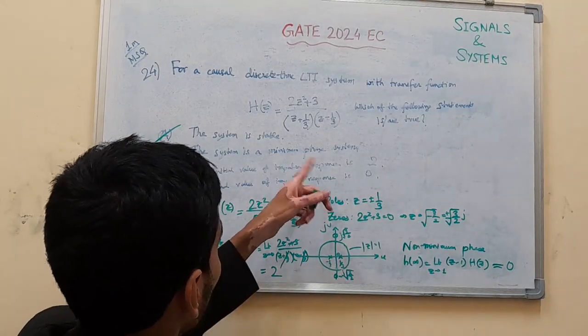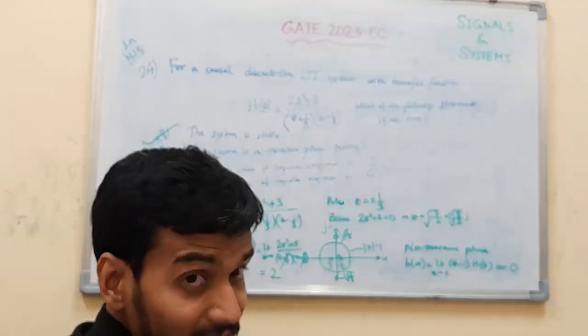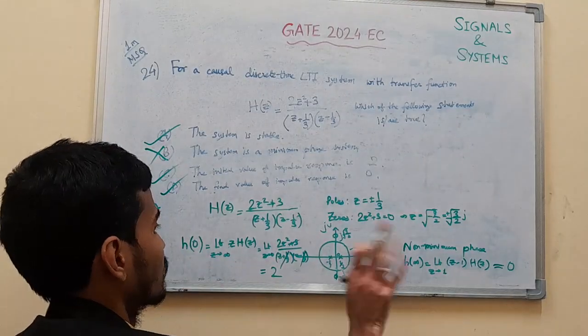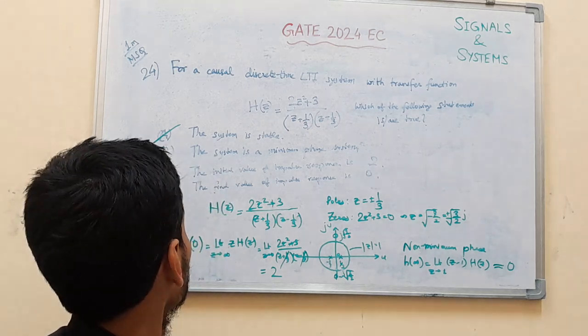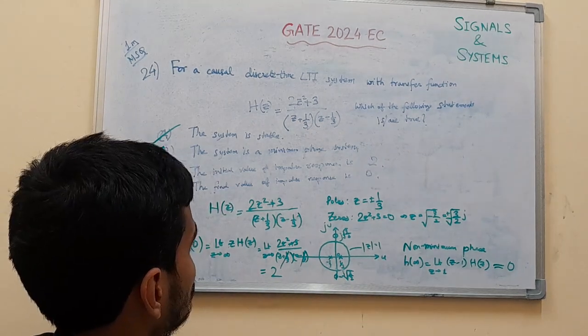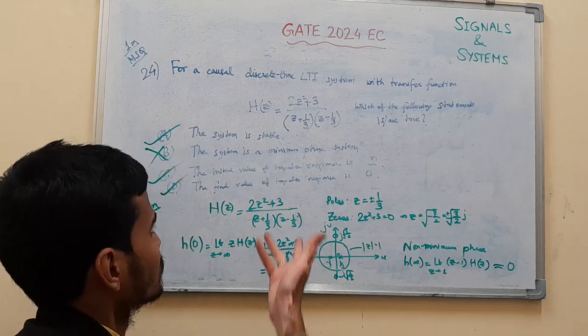System is non-minimum phase and it is stable. As it is stable, we are able to apply this initial and final value; otherwise, we won't be able to apply. So the correct answers for this question are A, C, and D. And the solution is very simple.